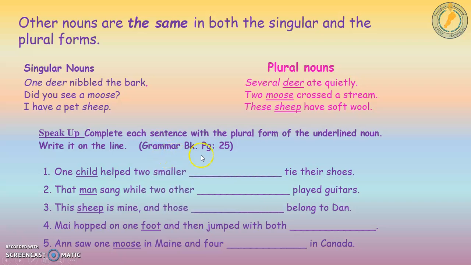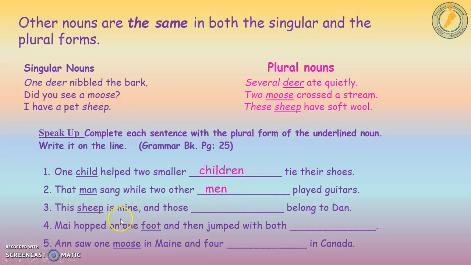So, in the grammar booklet, page 25, speak up. Complete each sentence with the plural form of the underlined noun. Write it on the line. One child helped two smaller children tie their shoes. Child in the singular becomes children in the plural. Yes. That man sang while the other men played guitars. Man in the singular becomes men in the plural.